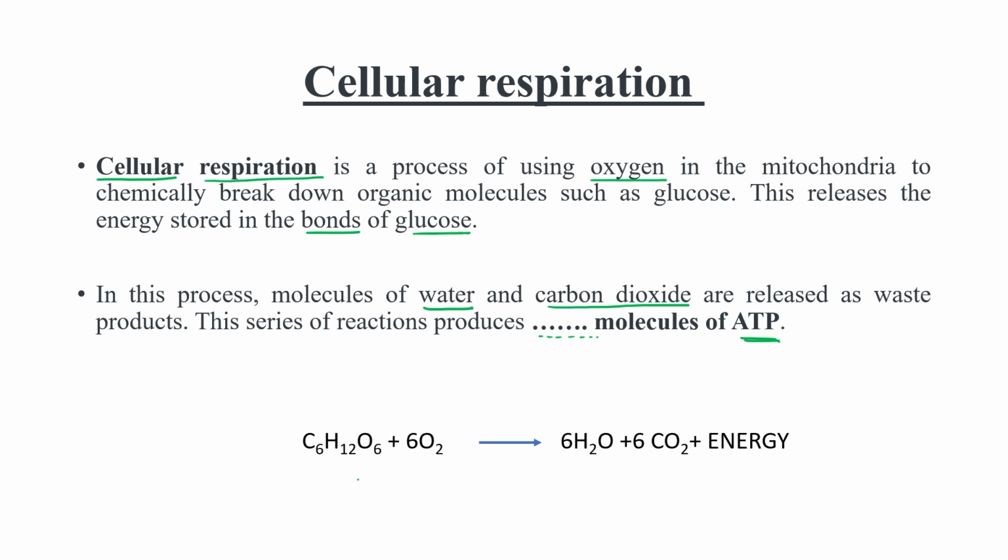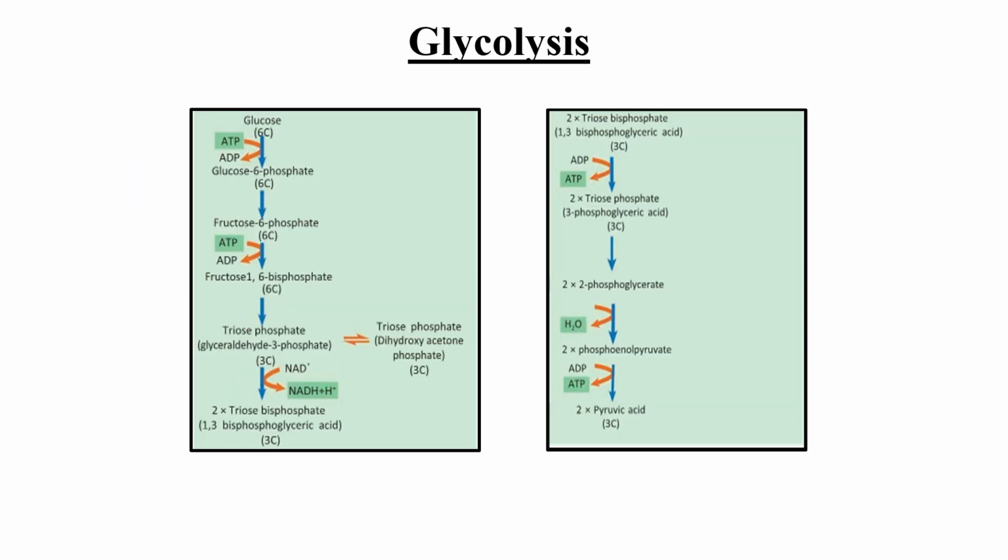So what is the reaction over here? This is a glucose molecule, C6H12O6. When it combines with oxygen, or we can say when it utilizes oxygen, it converts into water, carbon dioxide and energy. This water and carbon dioxide are both released as a waste product, and a huge amount of ATP is generated during cellular respiration. Clear now?